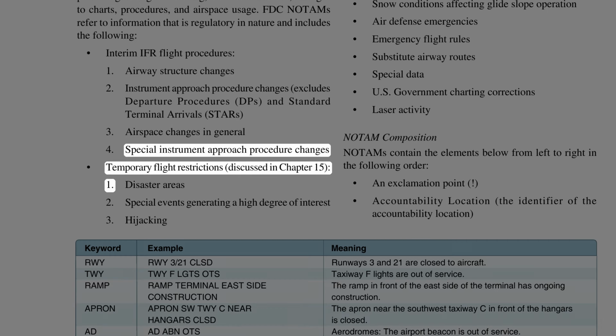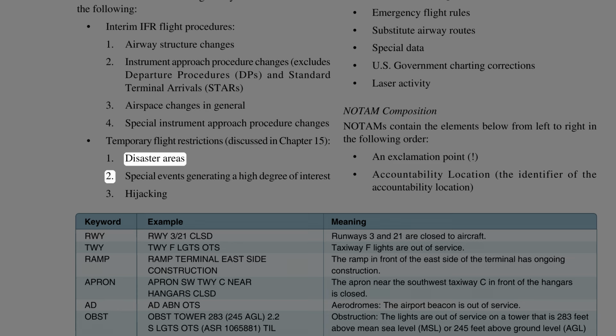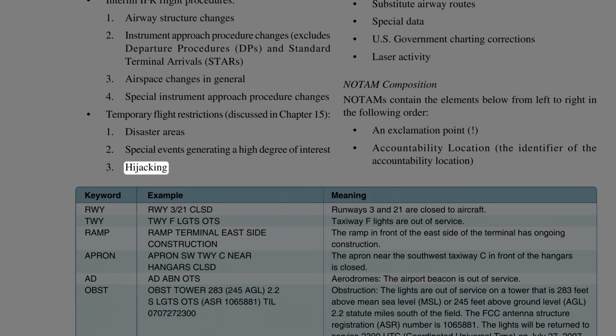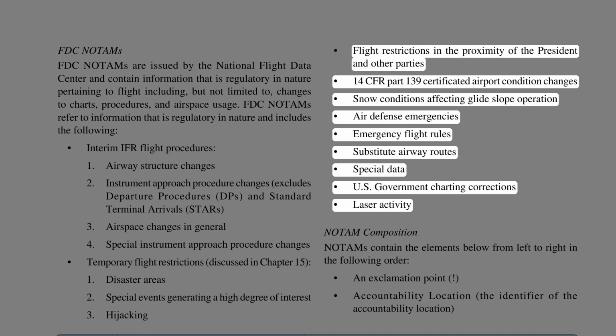4. Special instrument approach procedure changes. Temporary flight restrictions, discussed in Chapter 15: 1. Disaster areas. 2. Special events generating a high degree of interest. 3. Hijacking, flight restrictions in the proximity of the President and other parties. 14 CFR Part 139 certificated airport condition changes, snow conditions affecting glide slope operation, air defense emergencies, emergency flight rules, substitute airway routes, special data, U.S. government corrections, laser activity.